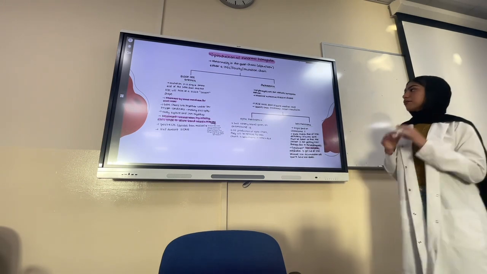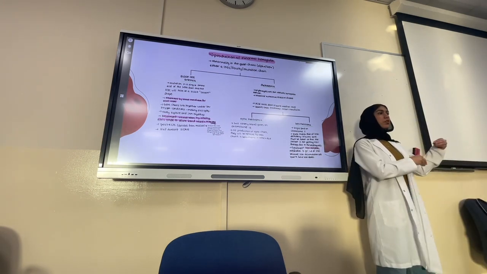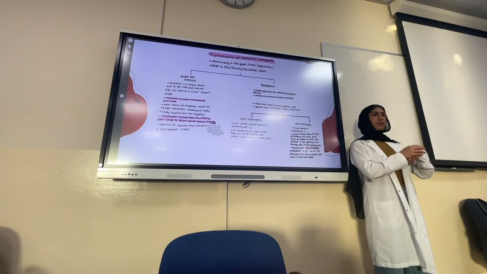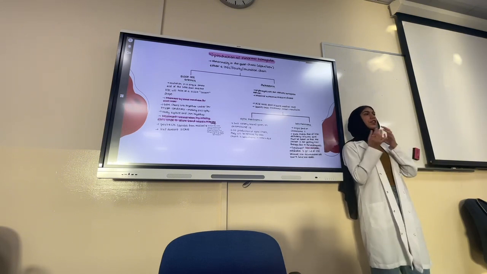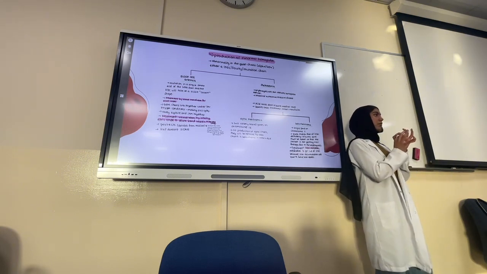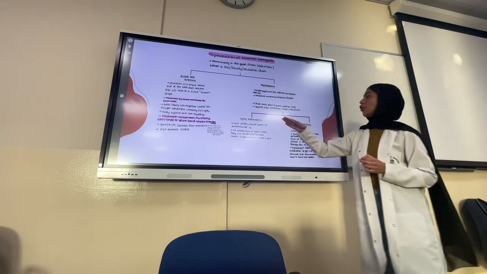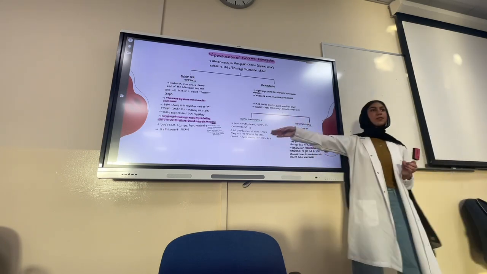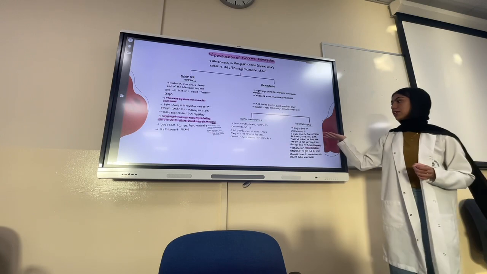Then we have thalassemia. In thalassemia, the erythrocytes are going to be similar to iron deficiency anemias. So they're going to be thin and pale and delicate. What are the two types of thalassemia? You mentioned alpha thalassemia and beta thalassemia.